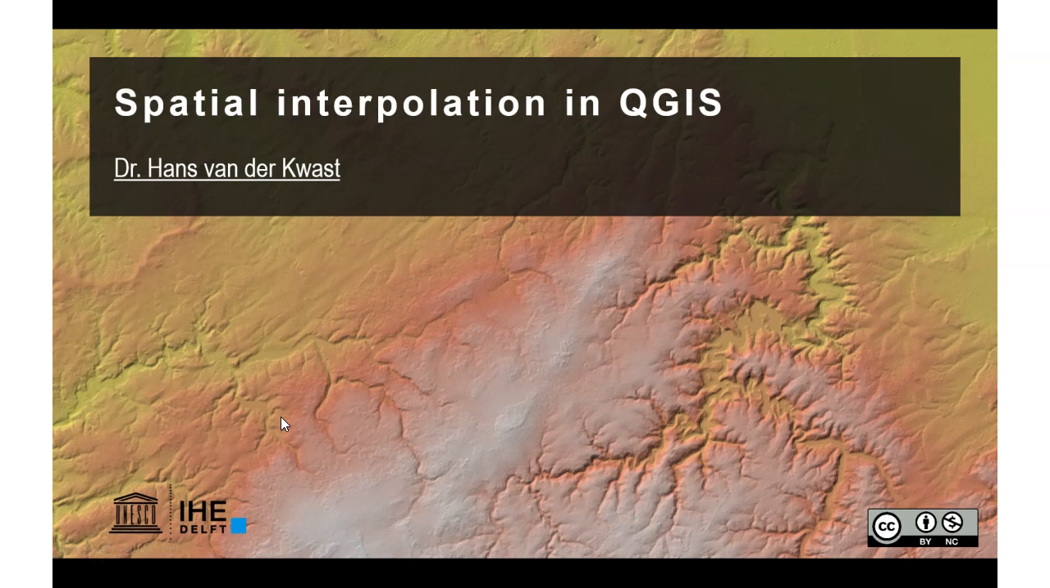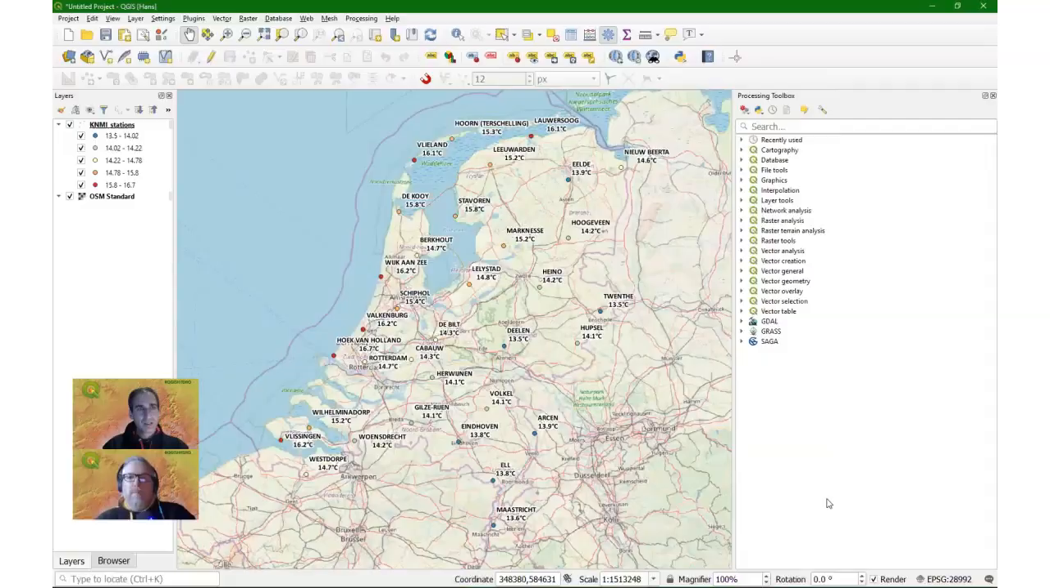In this video, I'm going to show you how to do spatial interpolation in QGIS. We're going to look at two interpolators: the nearest neighbor interpolation, which is also called the Thiessen polygon or Voronoi tessellation, and the second one is IDW, inverse distance weighting. At the end of the video, we'll compare the two interpolators, and I'll also show some other interpolators you can use in QGIS.